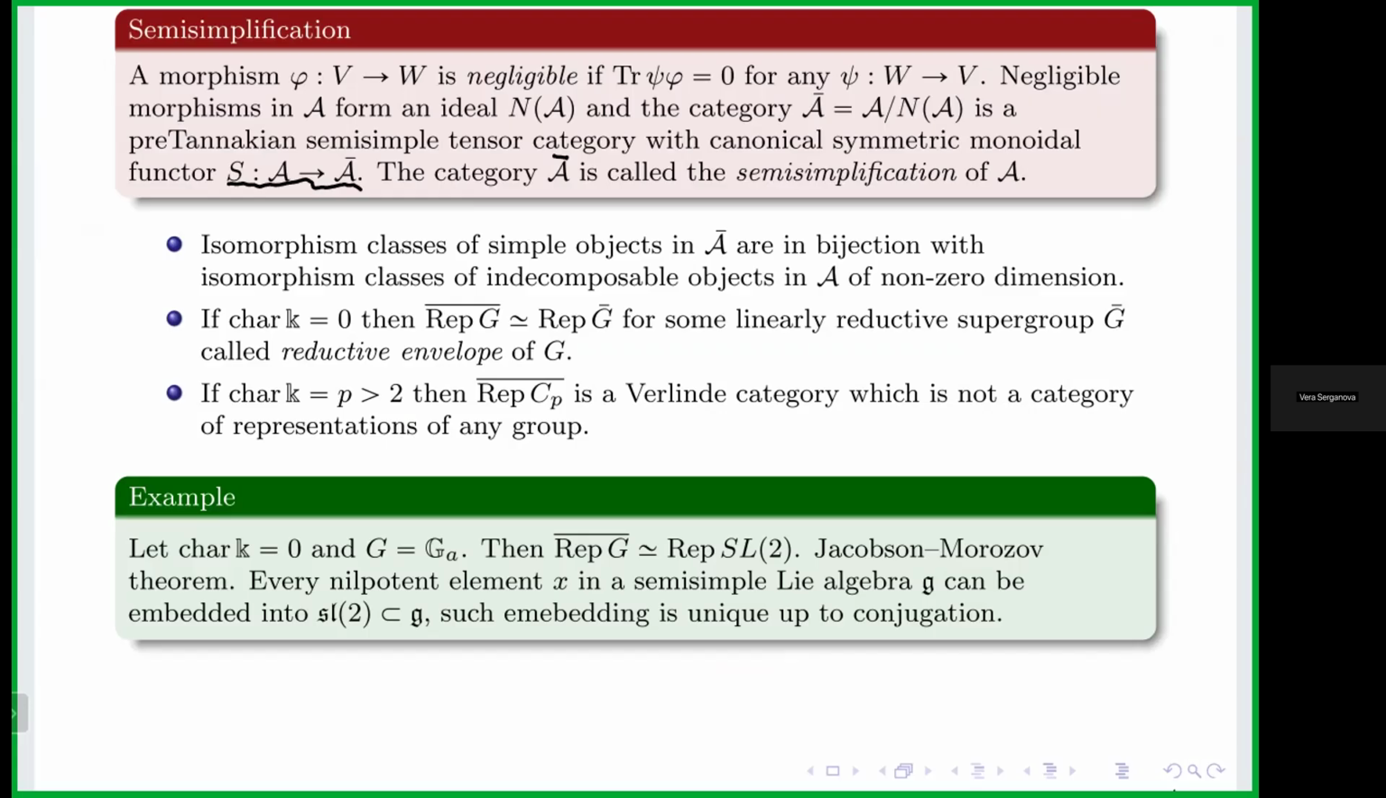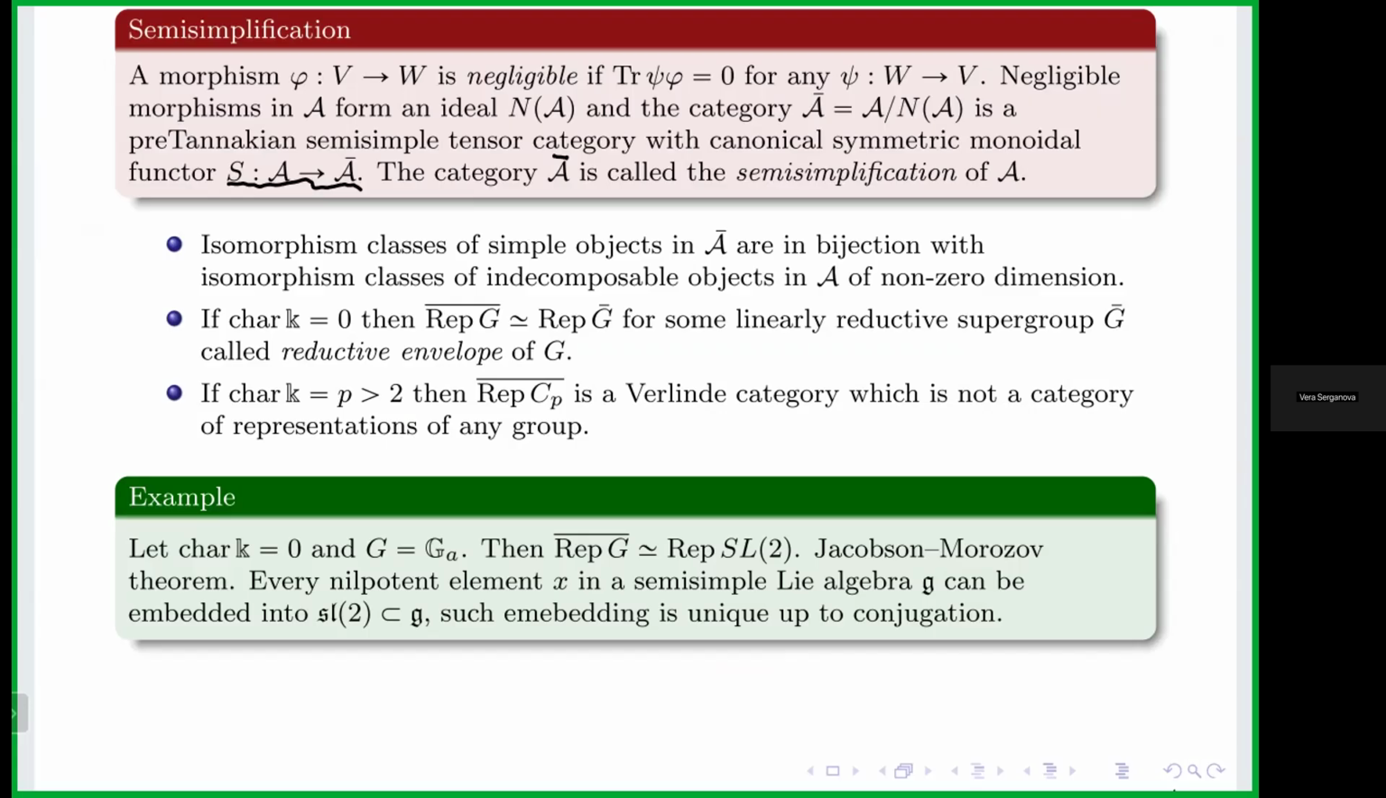Isomorphism classes of simple objects in the semi-simplification are in bijection with isomorphism classes of indecomposable objects in A of non-zero dimension. If the characteristic of K is 0 and G is a supergroup, and I take the category of finite dimensional representations of G and semi-simplify it, then there is another linearly reductive supergroup, but it might be a progroup, it might be not finitely generated, such that the semi-simplification of the original category is the category of representations of this linearly reductive supergroup. And such a supergroup is called the reductive envelope of G.